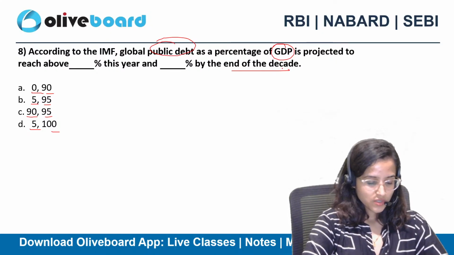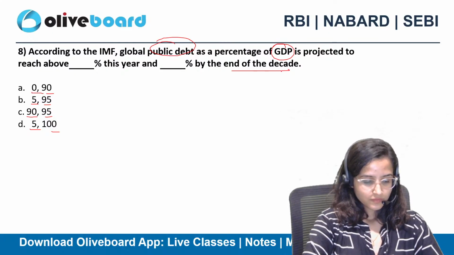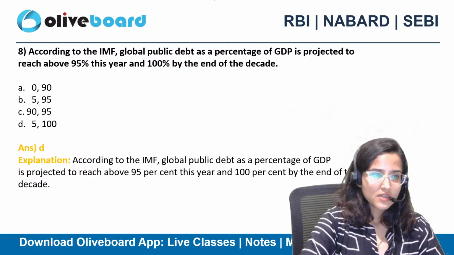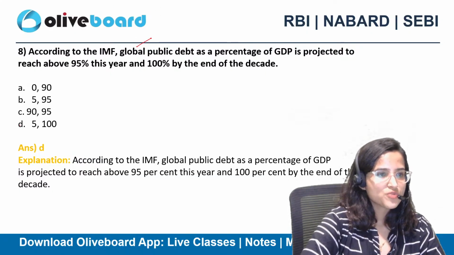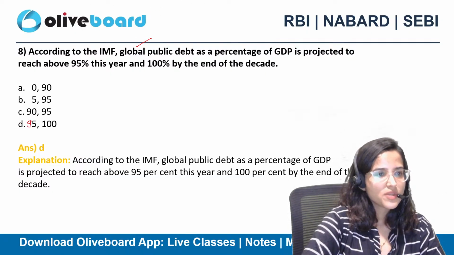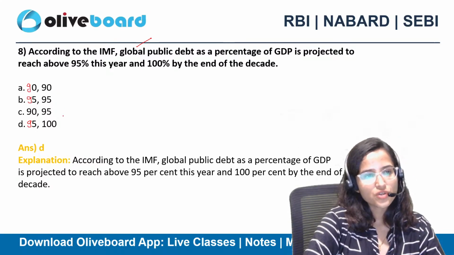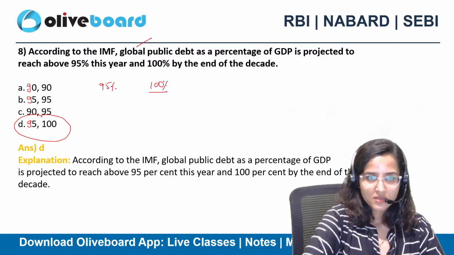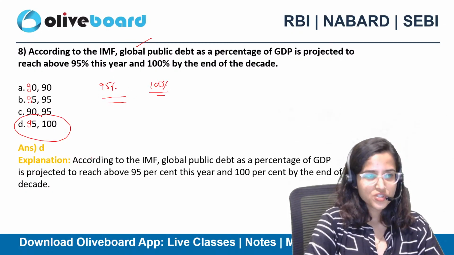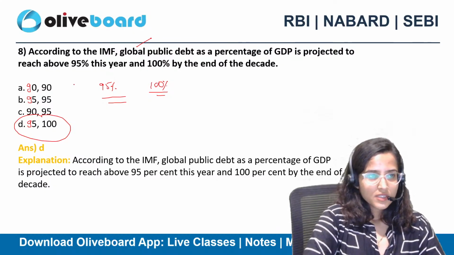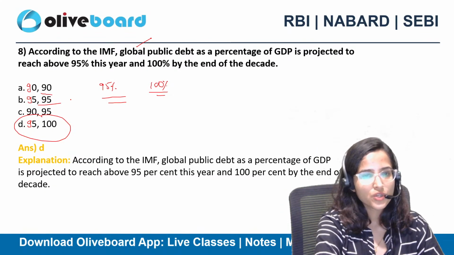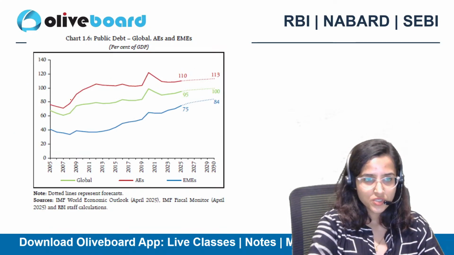Very easy question. The answer is D. It should be 95. And actually, the options are only wrong. There should be 9 over here. ठीक है, 95, 95, 90, 90. Options are only wrong. So your answer is D, 95% this year and 100% by the end of the decade. These are so extreme. 0, 90, 5, 95. So the options are only wrong. So let's leave this question. ठीक है?